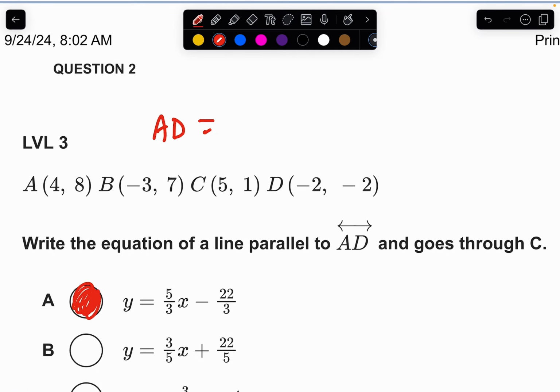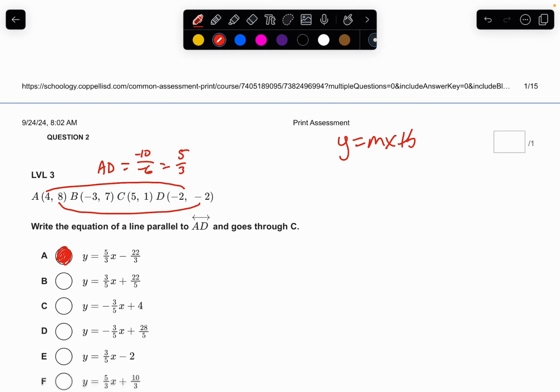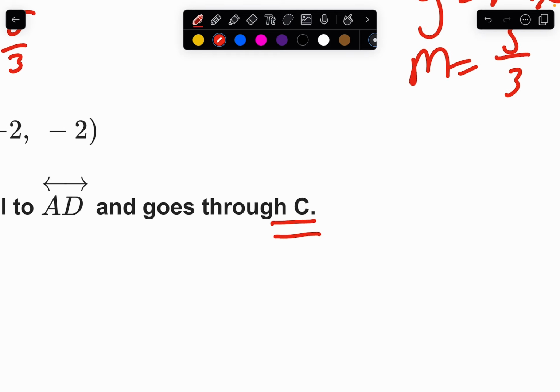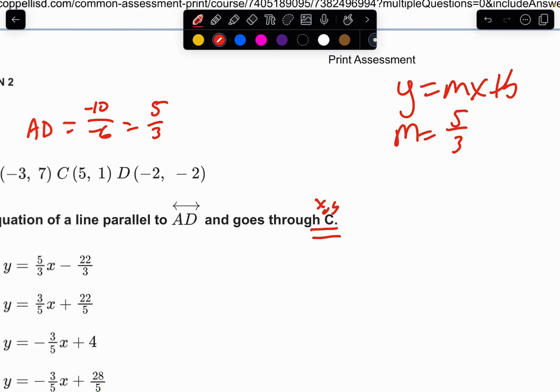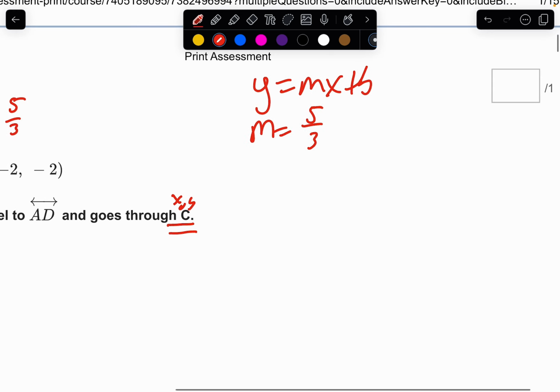Same thing we were just doing. A to D: 8 to -2 would be -10. 4 to -2 would be -6. That is negative divided by negative, and reduced, it's going to be 5/3. So if it has to be parallel to AD, it has to have a slope of 5/3. And then it says it has to go through point C. Point C is going to give me my x and my y. That means x equals 5 and y equals 1.